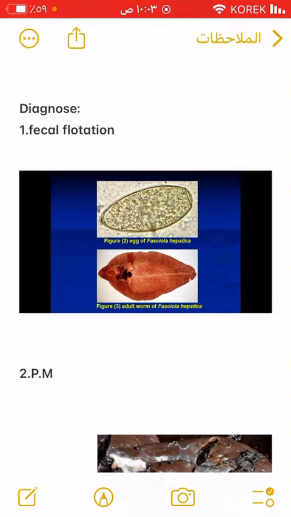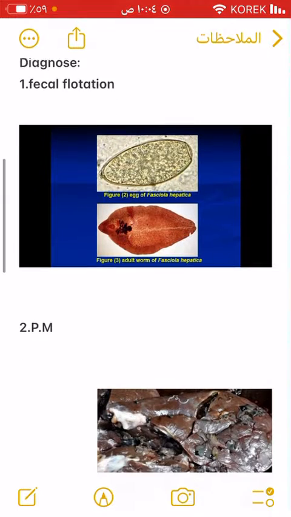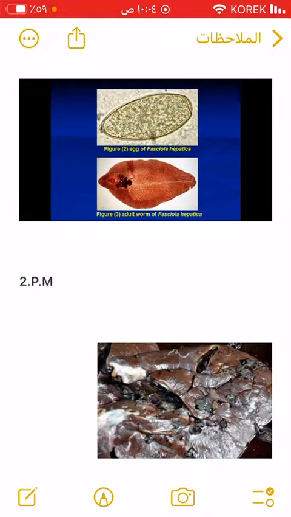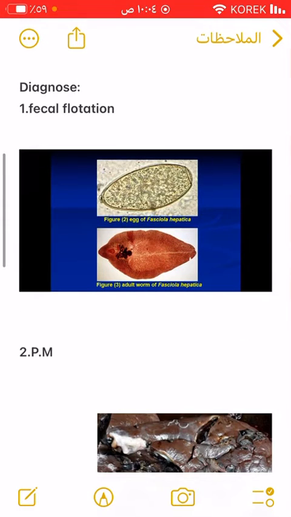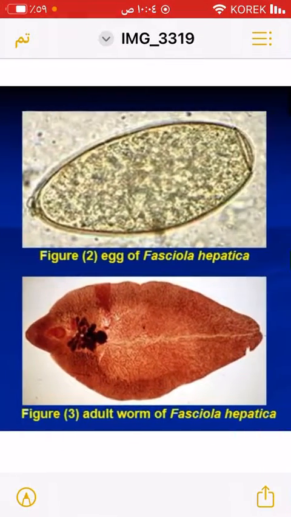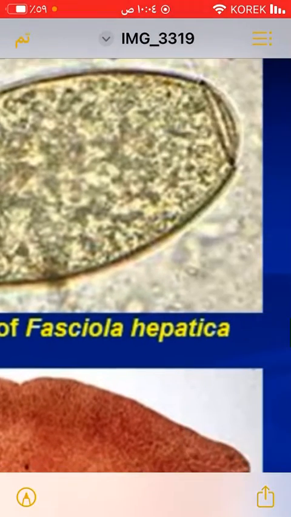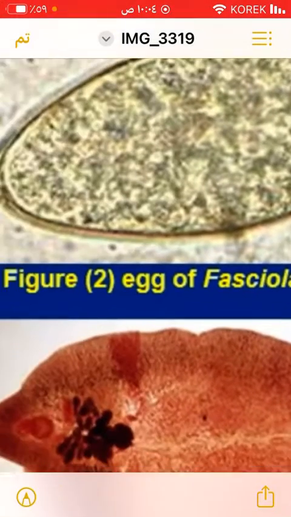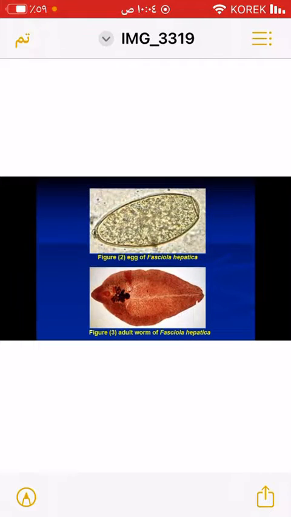For microscopical examination, you can use the oil immersion lens, or you can just use the 40x lens. The oil immersion is better, but even 40x can be used. It depends on the type of parasite. For example, for blood parasites, we should just use the oil immersion lens. So we have fecal flotation. This is the result. We have an egg of Fasciola hepatica. That's how it looks. It has just one thin membrane in the outer part, and it's oval shaped.